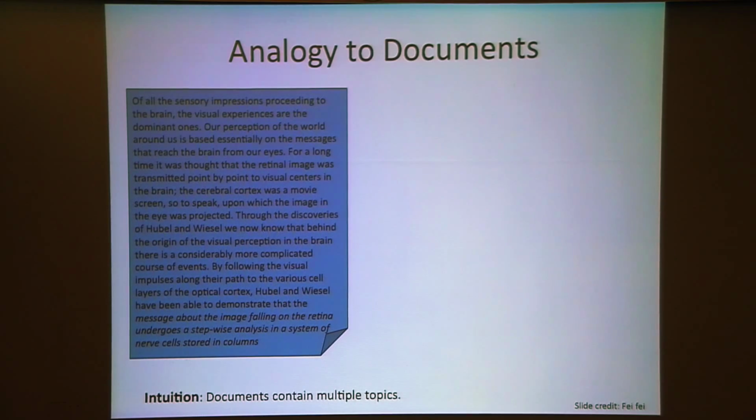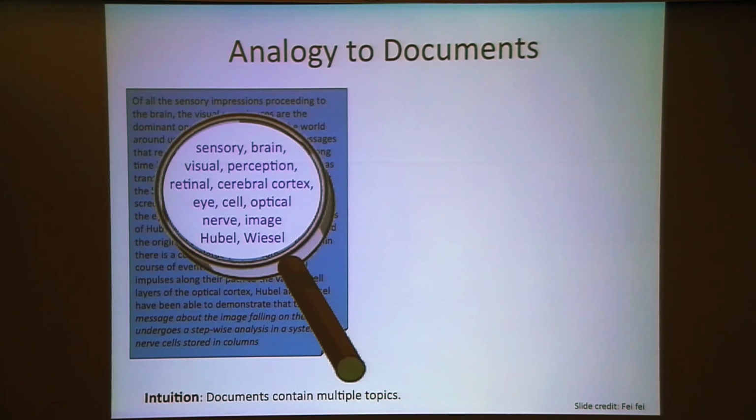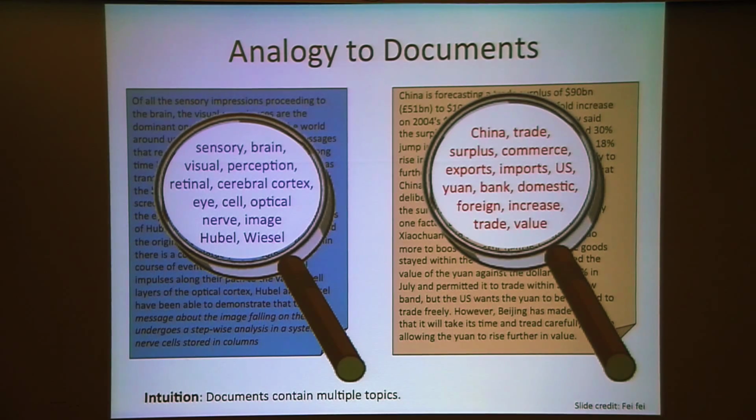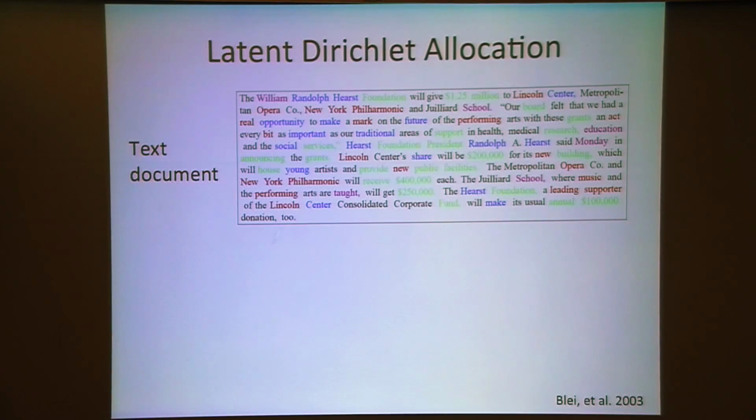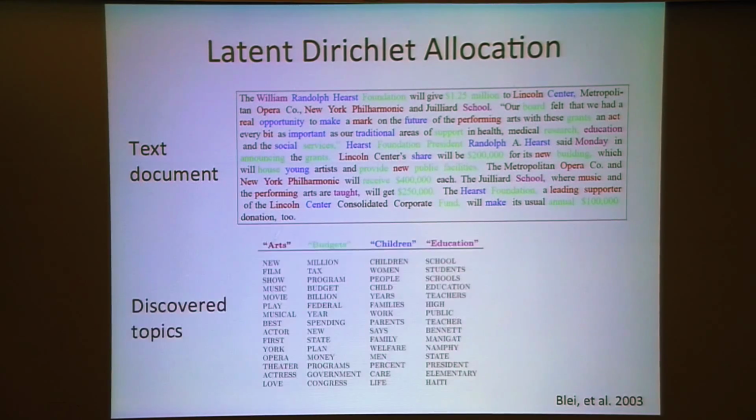The intuition behind the LDA model is that documents might contain multiple topics, and so here is a document and you're just representing it as a bag of words. Here's another document, and again you're representing it as a bag of words. You're just counting how many times each word occurs in that particular document. Okay, so it's a very naive representation to some extent. And this is the output of the LDA model. So what it does is you have a text document listed here, and these are discovered topics.